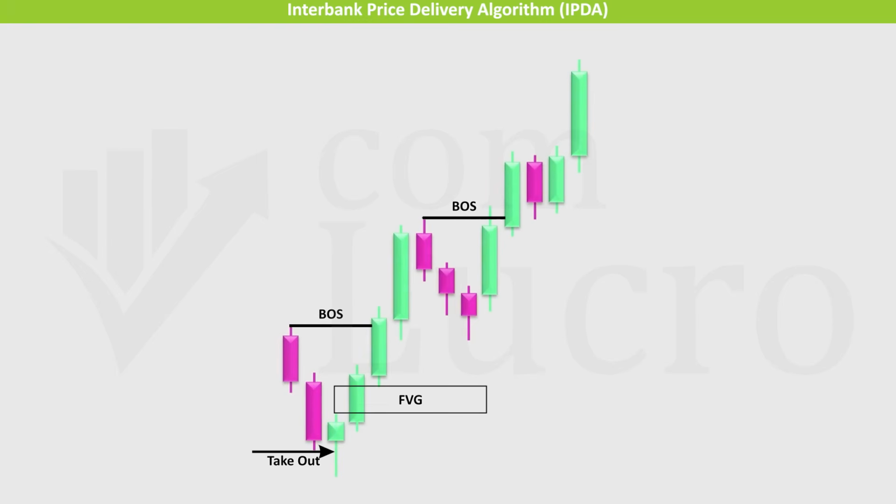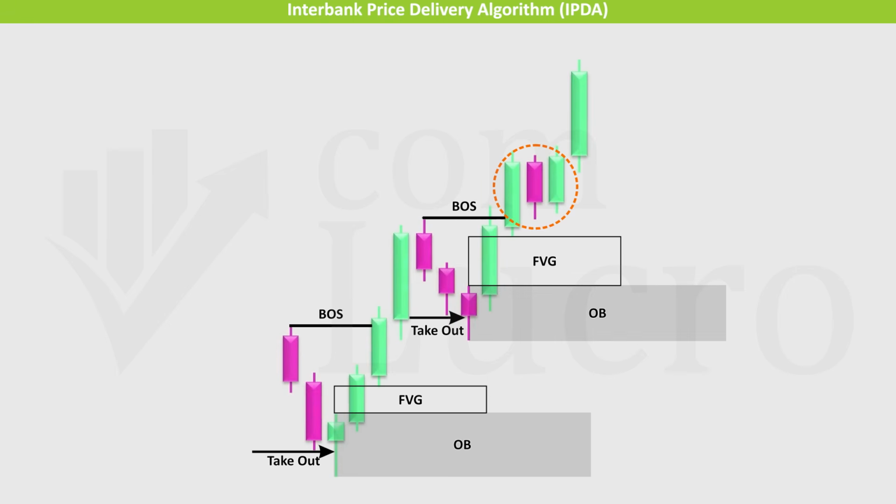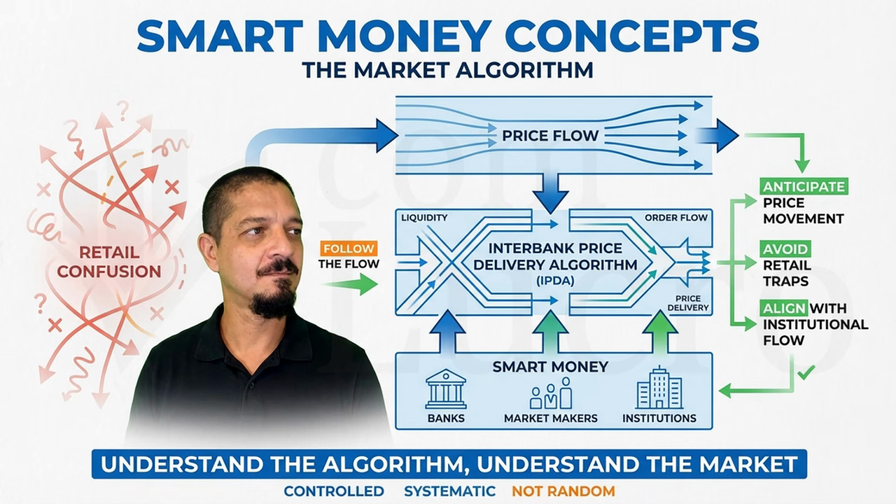Today we are going to break down the market's core algorithm, the Interbank Price Delivery Algorithm, one of the most important foundations for understanding how institutional price delivery truly unfolds inside market structure. In this chapter of our Smart Money Concept series, you will learn how the algorithm works, how to recognize its behavior across different market conditions, and why smart money uses it to manipulate price in a controlled and algorithmic way. You will also see how understanding this mechanism helps you anticipate future movement, avoid common retail traps, and align yourself with the flow that drives institutional decision-making.